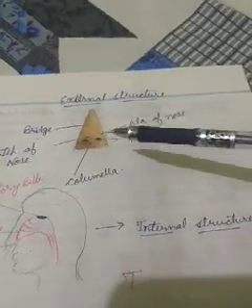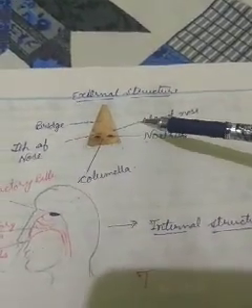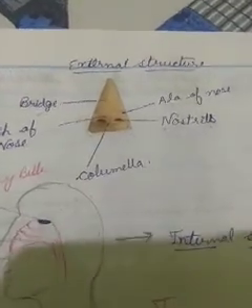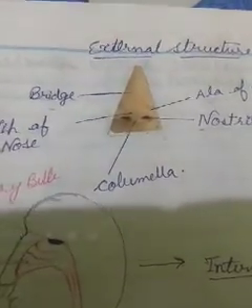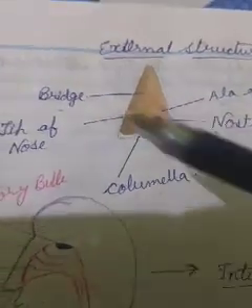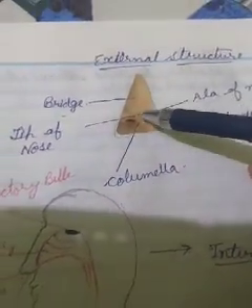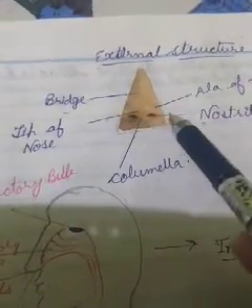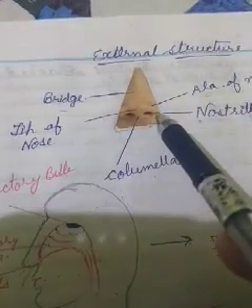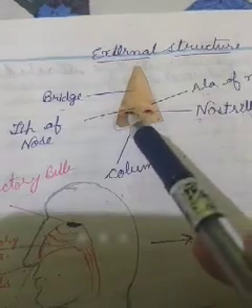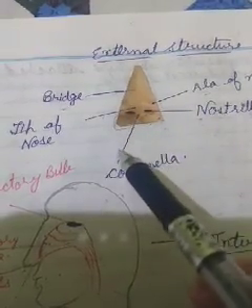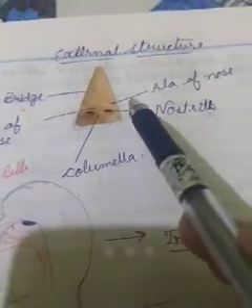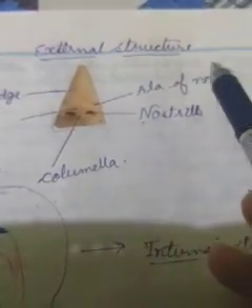Our nose has specialized cells that enable us to smell different things, and this is the external structure of the nose. The upper part of the nose is called the bridge, and this is the tip of the nose. Below the tip there are 2 holes which are called the nostrils, and these nostrils are separated by the muscular band that is called the columella, and the upper part of the nostril is known as the ala of the nose.